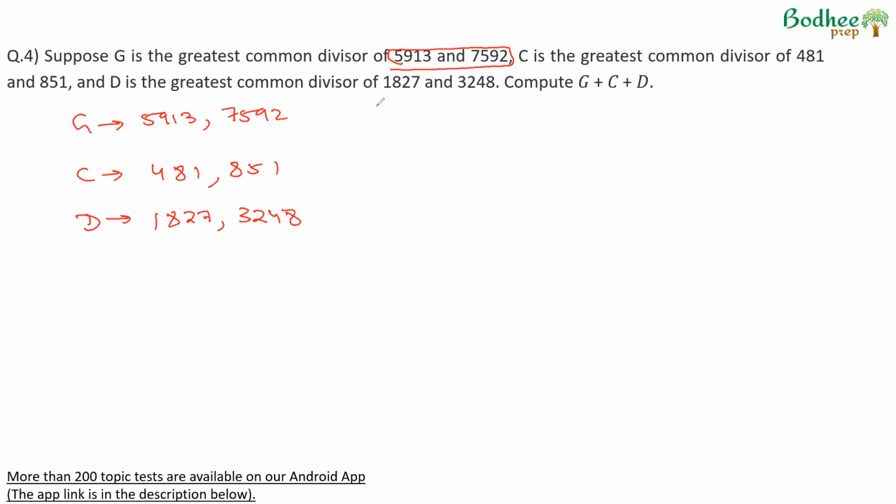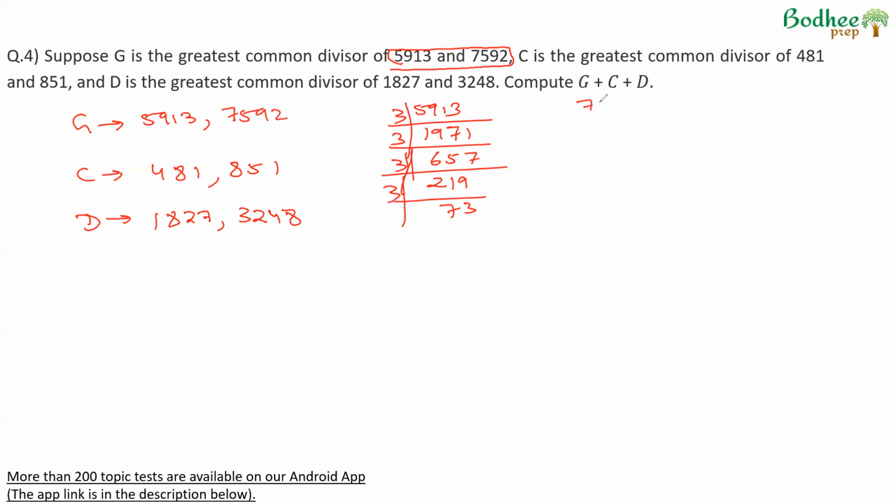For 5913 and 7592, if we start, 5913 is divisible by 3. 3 into 1971. Again divisible by 3, giving 657. Again divisible by 3, giving 219. Again divisible by 3, giving 73. Now 7592 is not divisible by 3.